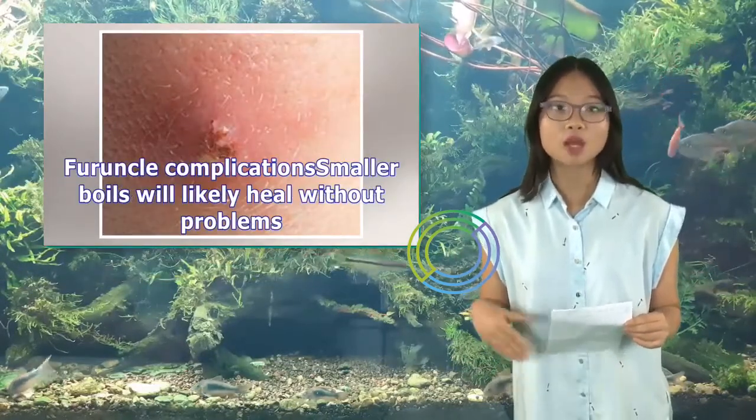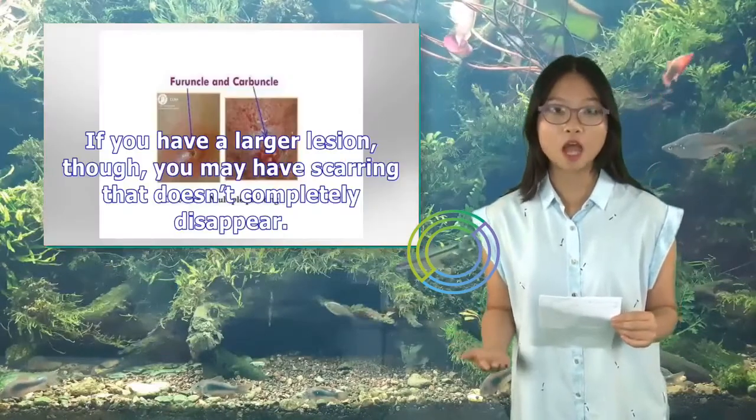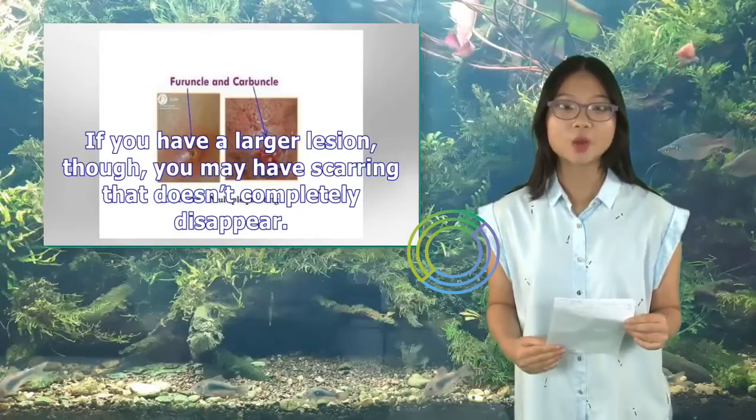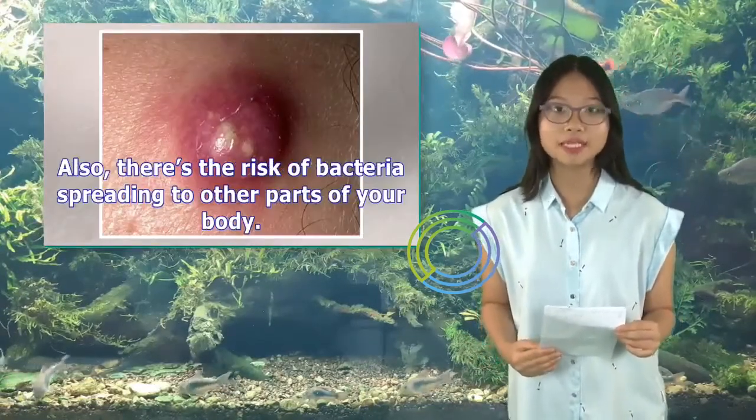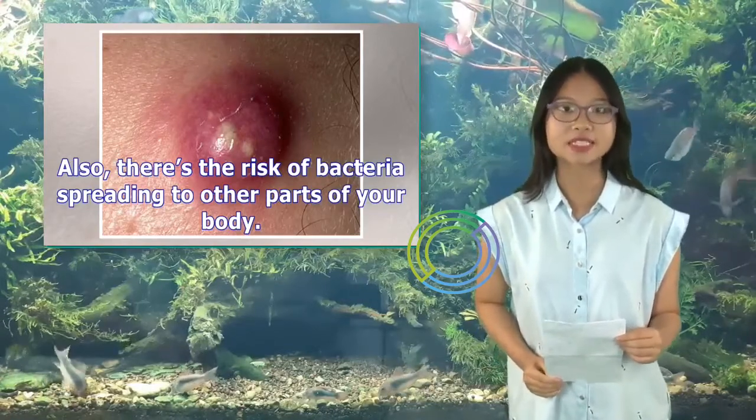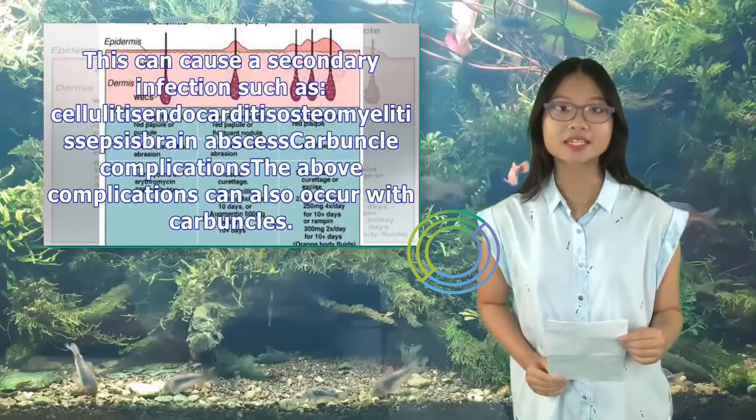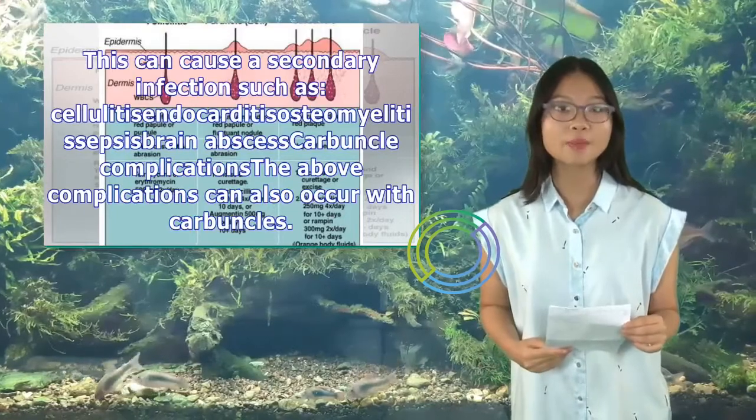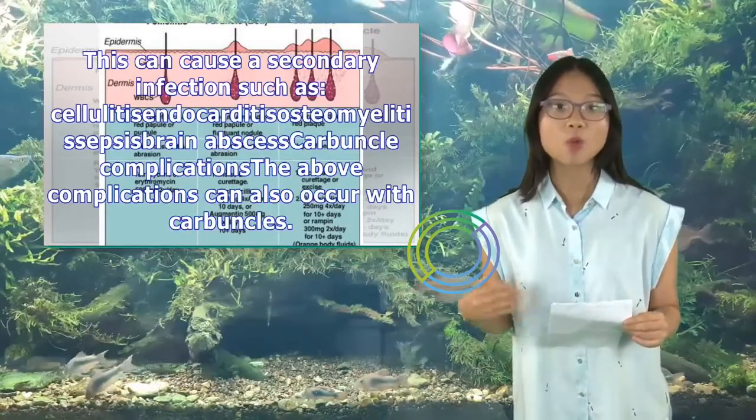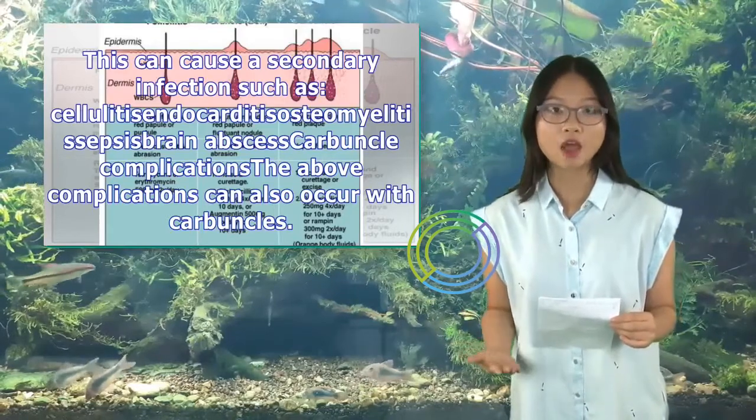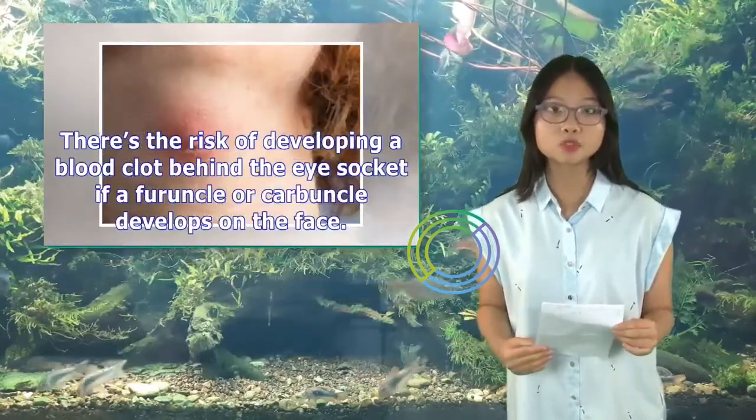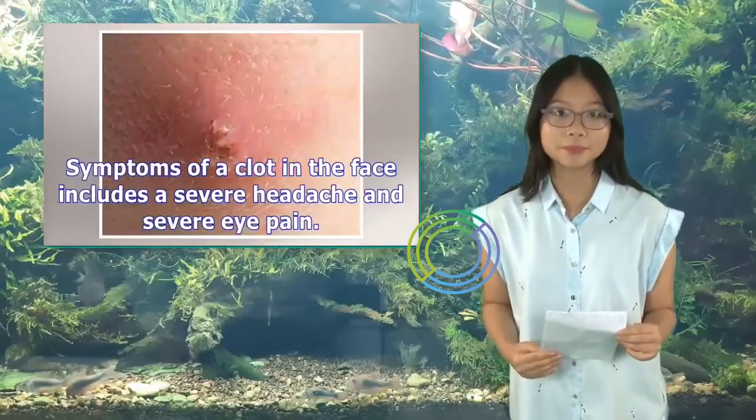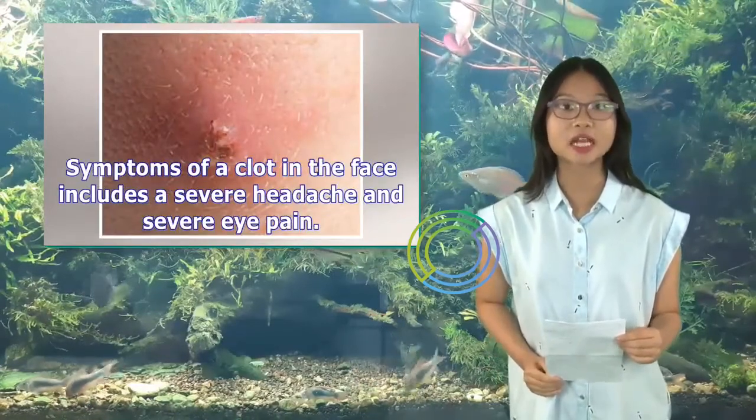Furuncle complications: smaller boils will likely heal without problems. If you have a larger lesion, though, you may have scarring that doesn't completely disappear. Also, there's the risk of bacteria spreading to other parts of your body. This can cause a secondary infection such as cellulitis, endocarditis, osteomyelitis, sepsis, brain abscess. Carbuncle complications: the above complications can also occur with carbuncles. There's the risk of developing a blood clot behind the eye socket if a furuncle or carbuncle develops on the face. Symptoms of a clot in the face include a severe headache and severe eye pain.